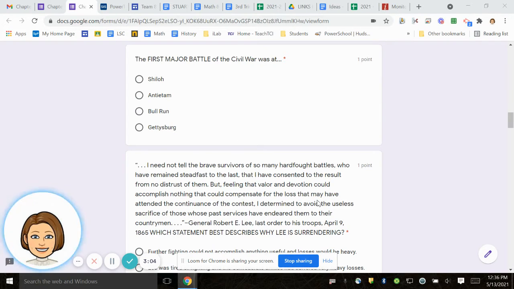Number 5, the first major battle of the Civil War was at Shiloh, Antietam, Bull Run, Gettysburg.